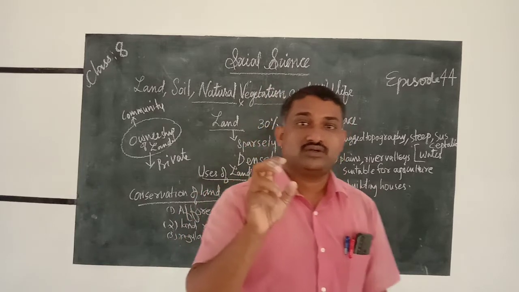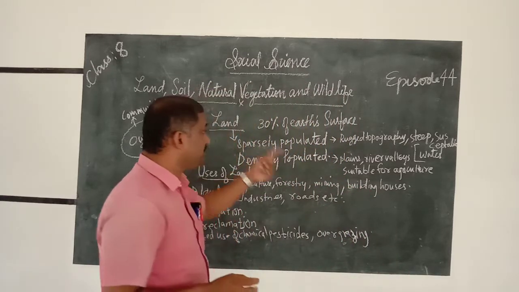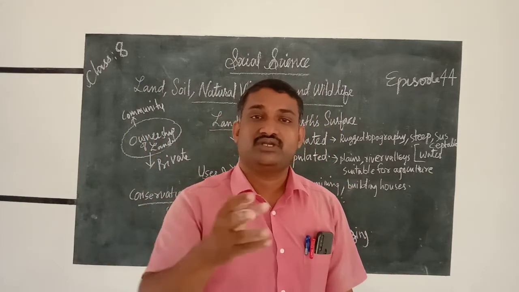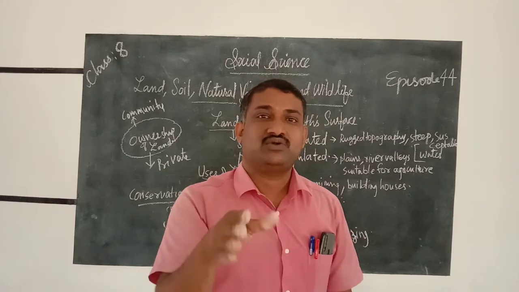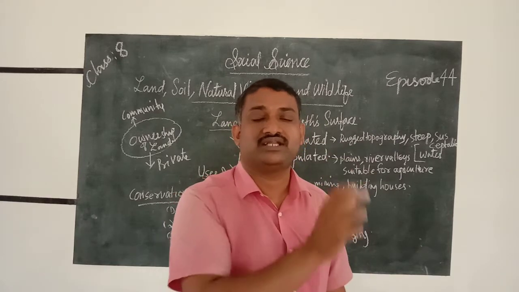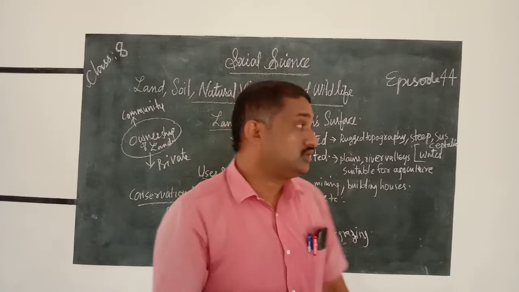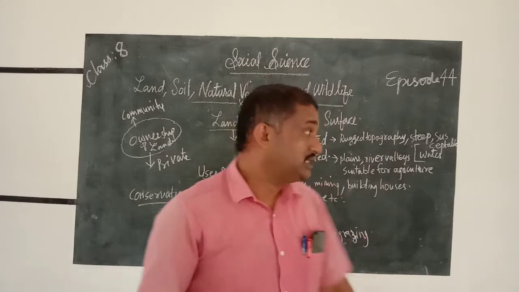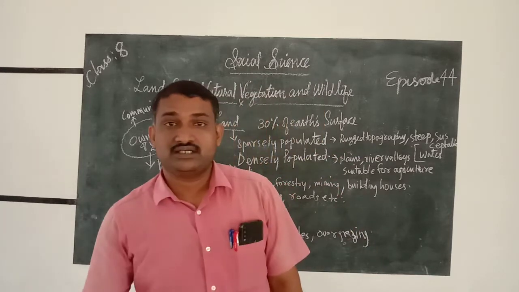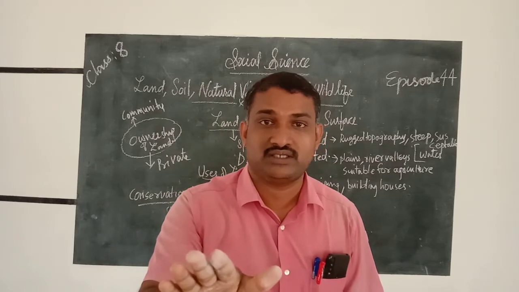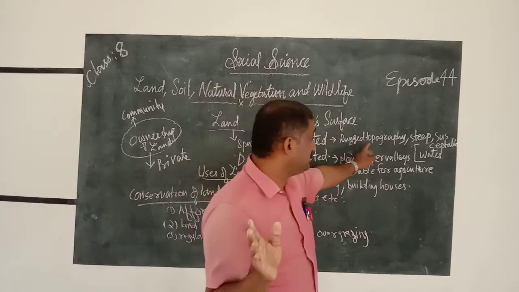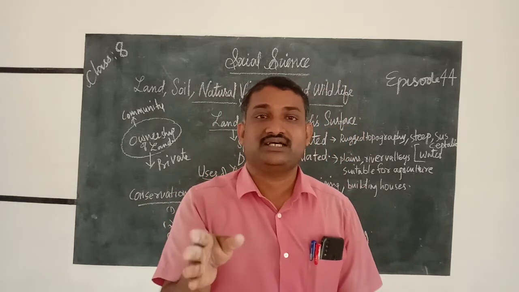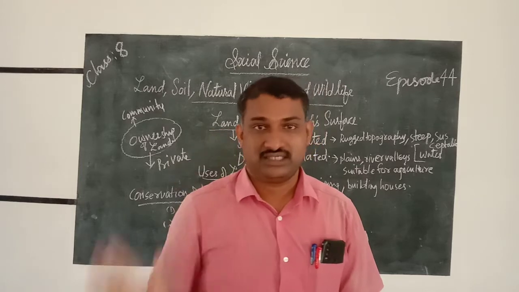So let us study the sparsely populated areas. Which are the areas where people live very rarely? People are not inhabited there; only in some areas do people inhabit these regions. Those areas we can call sparsely populated areas. Which are those areas? Rugged topography. That area is only sparsely populated, not thickly populated. Second, steep areas, steep hills. They are less inhabited.